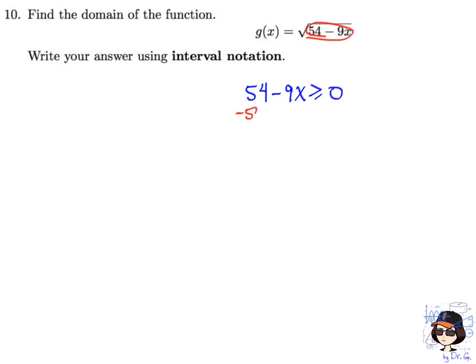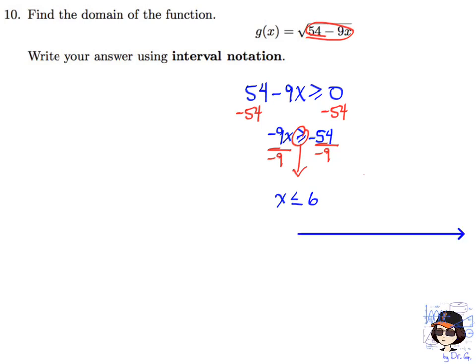So subtracting 54 from both sides, I'm going to be left with negative 9x greater than or equal to negative 54. And now I have to divide by negative 9 on both sides. And remember, that means we have to reverse that inequality. So we're left with x is less than or equal to positive 6.